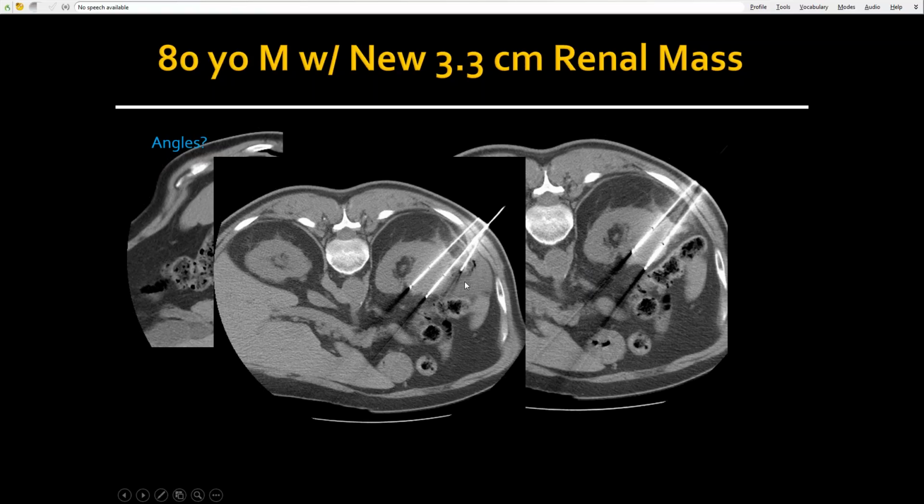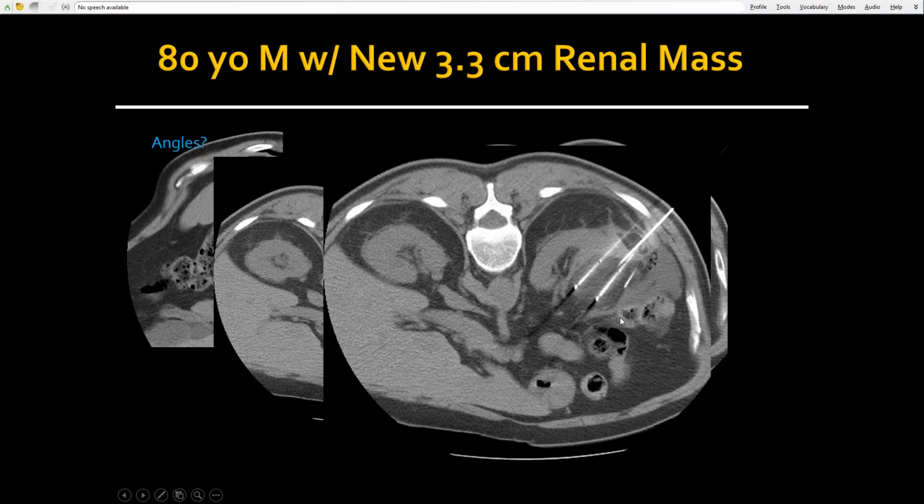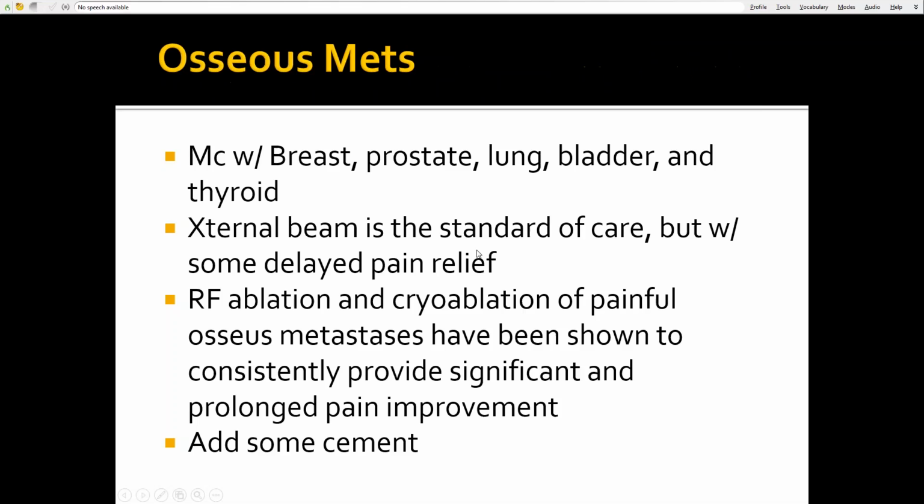So I took a needle and tried to put it in this little groove here and start to push away the bowel by injecting a ton of saline. And ultimately that worked because the loop of bowel is now out of the way, and then we went ahead and froze this particular tumor.